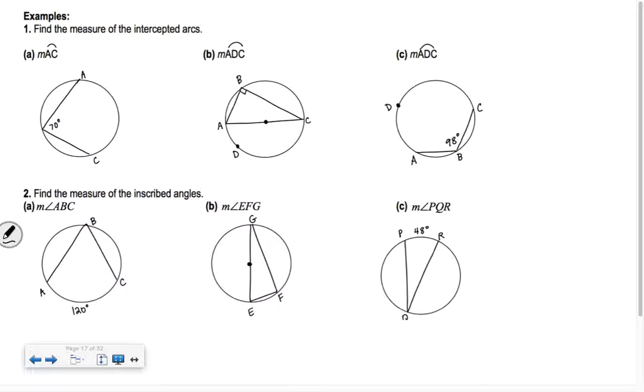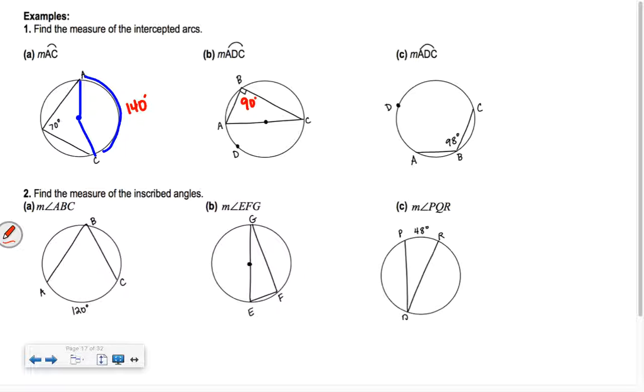So it says find the measure of the intercepted arcs. So I have 70 on the outside. So if you think about it, the intercepted arc is the same as the central angle. Well, how's the central angle related to the intercepted arc? It's double, right? So what's the intercepted arc then? 140, perfect.